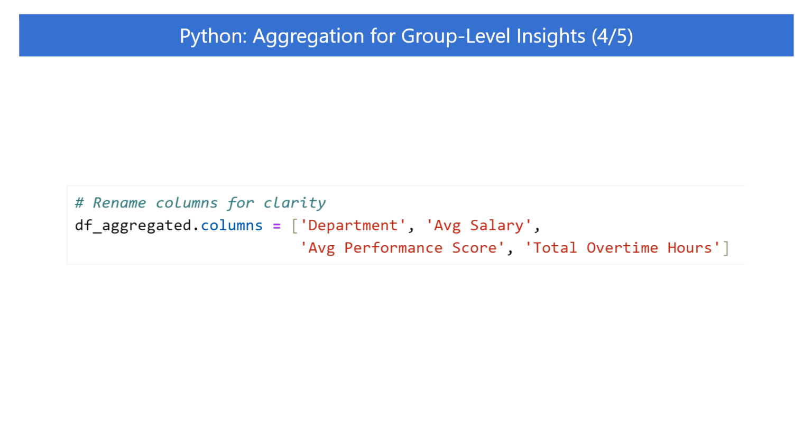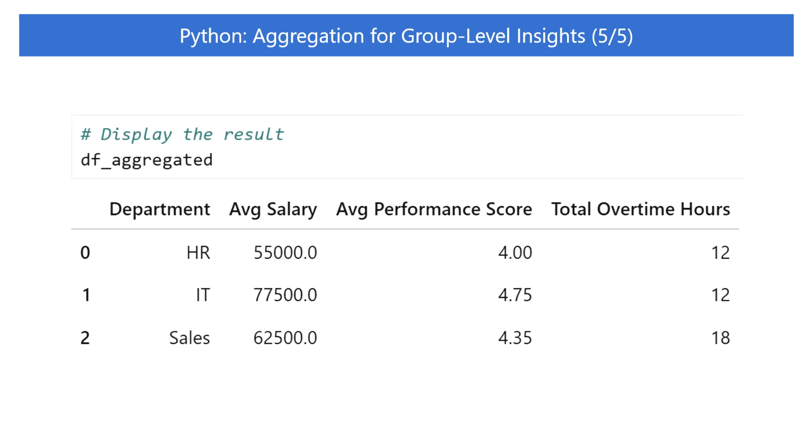Let's go on to the next part. This part renames the columns of the aggregated data frame to more readable labels. Specifically, it renames salary to average salary, performance score to average performance score, and overtime hours to total overtime hours. Then, let's display the resulting data frame. It shows the aggregated data grouped by department.